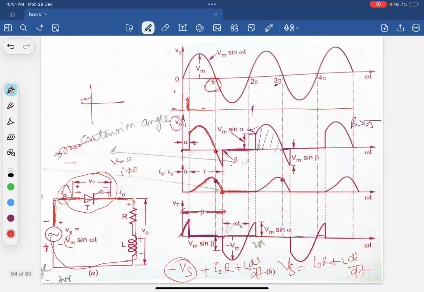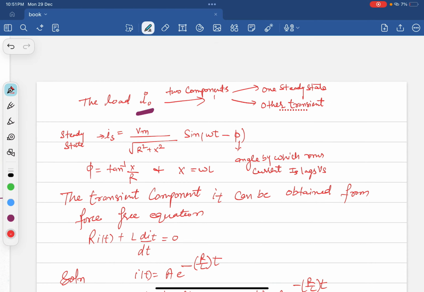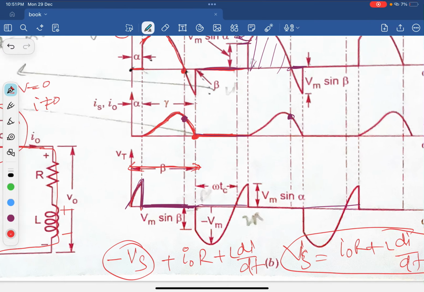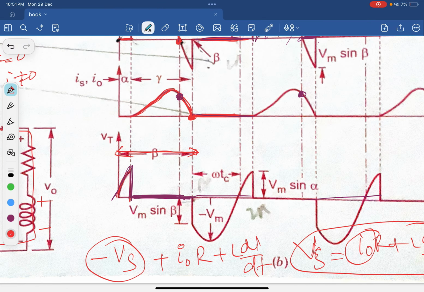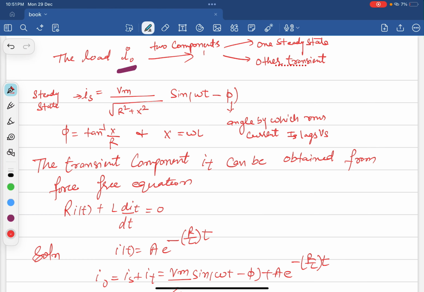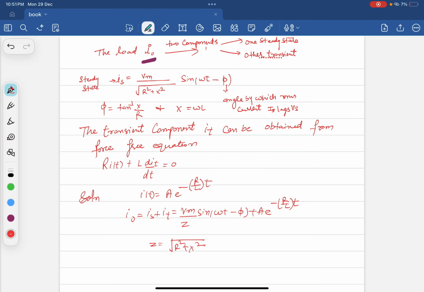After applying that, Vs equals I naught R plus L di by dt, we apply the Laplace transform to this. Here the value I naught, that is the load current, has two components, one is steady state and the other is transient. How do we calculate the steady state? It is Is equal to Vm by the square root of R square plus X square, sine omega t minus alpha, where these are the RMS current and voltage. So the RMS current Is lags Vs.